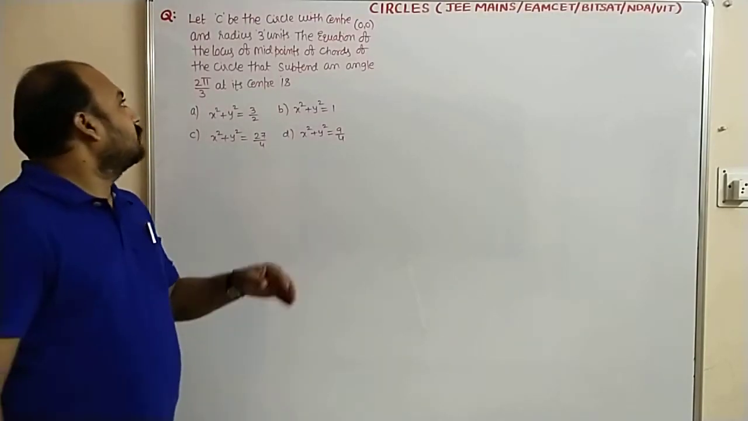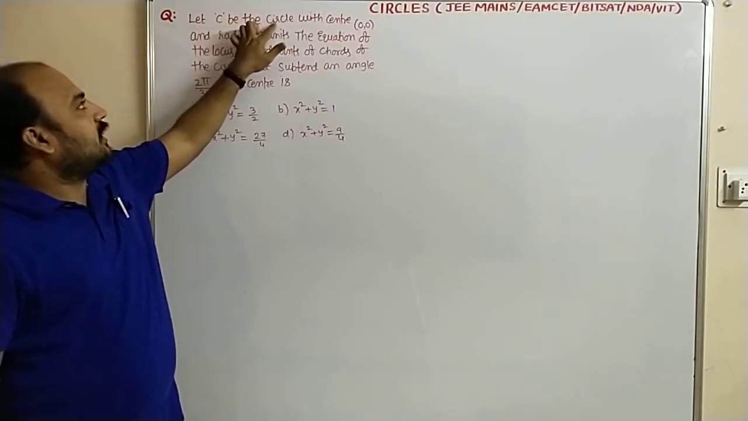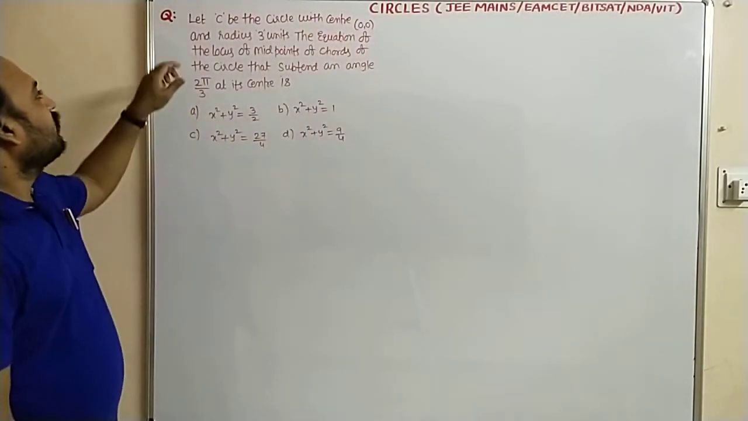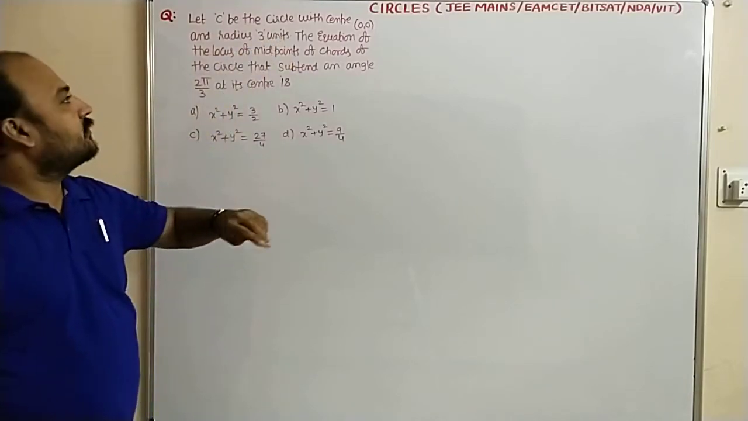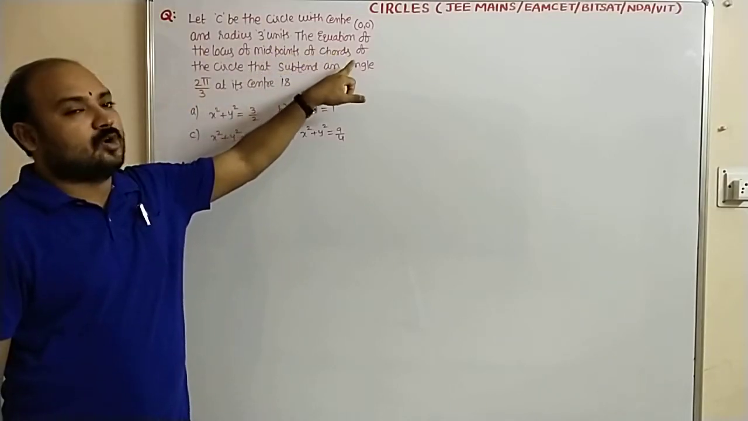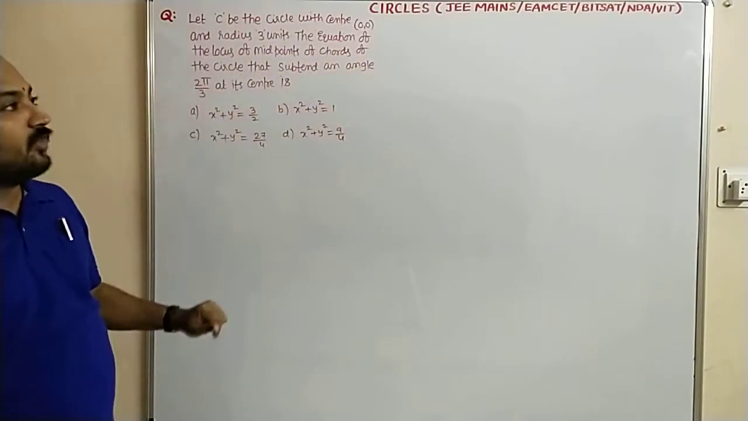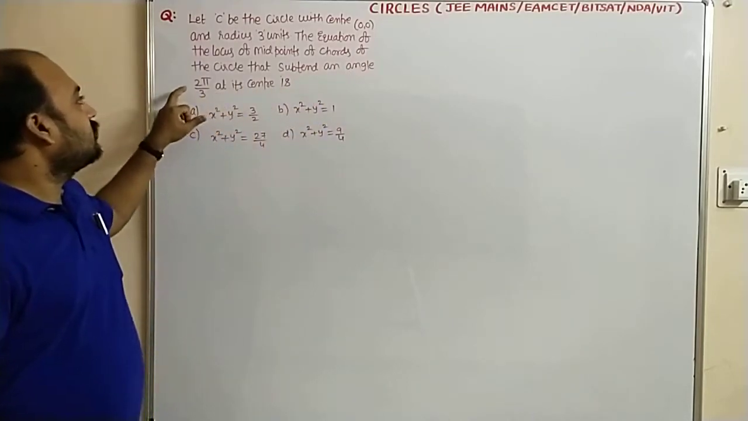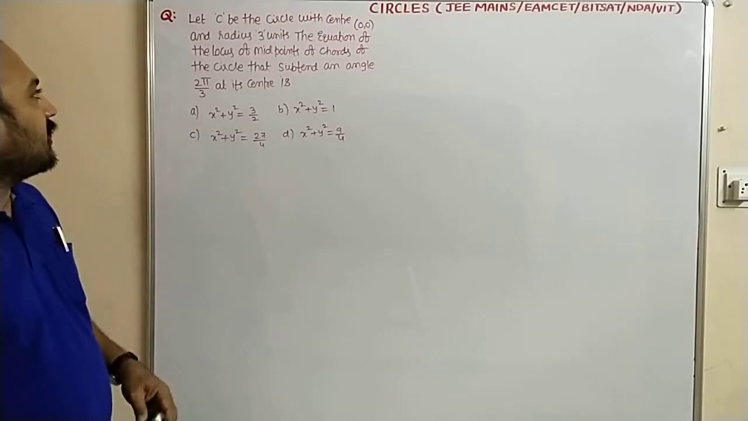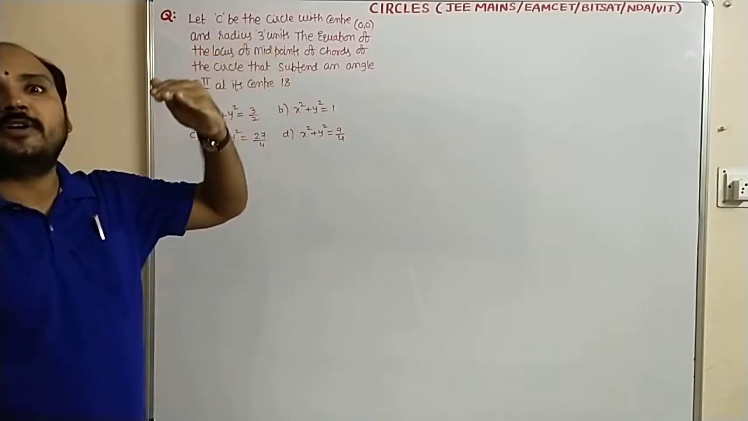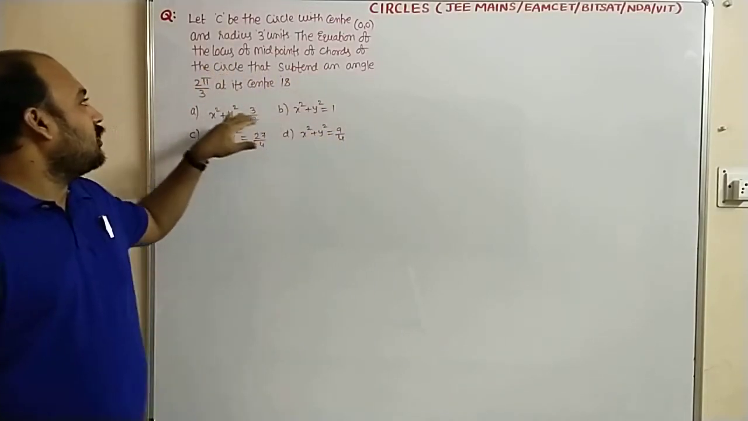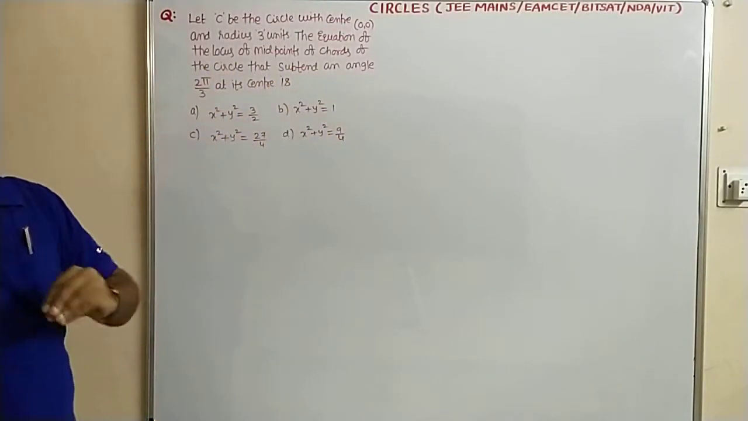The next question. Let C be the circle with center (0, 0) and radius 3 units. The equation of the locus of midpoints of chords of the circle that subtend an angle 2 pi by 3 at its center is. So ultimately they are asking to calculate the locus of midpoints of chords of the circle that subtend an angle 2 pi by 3 at its center.